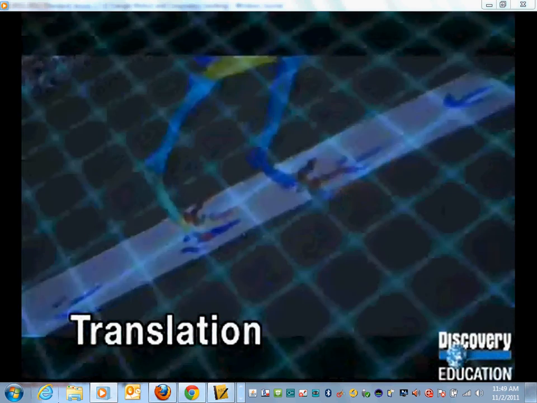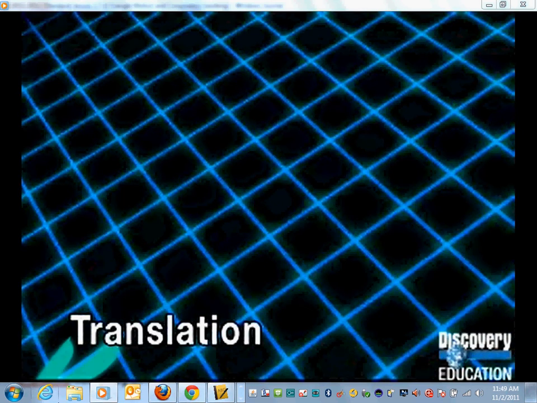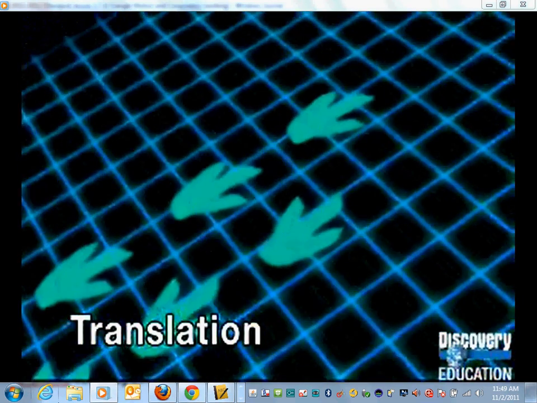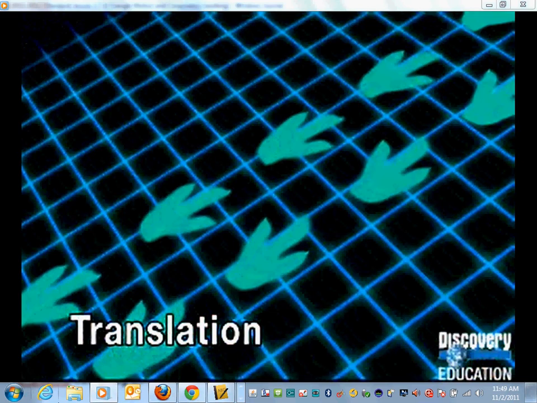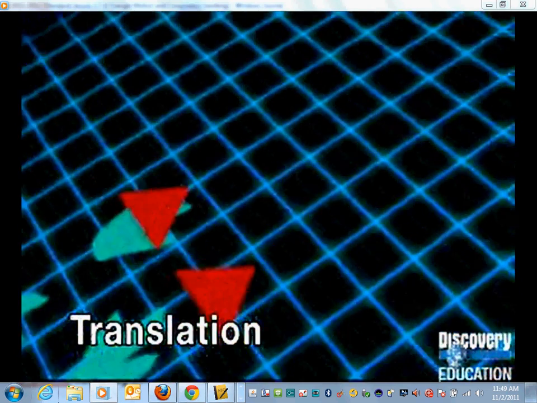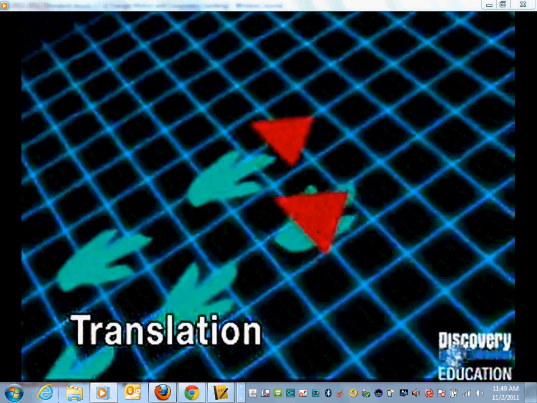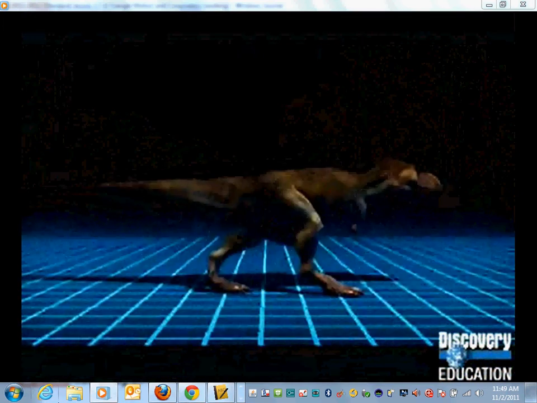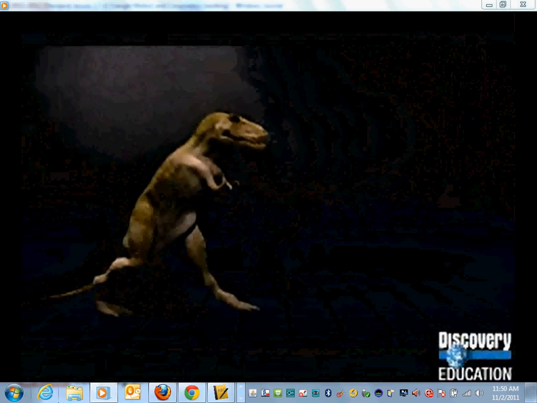The same concept applies to the footprints it leaves behind. The artist has created a pattern of footprints by translating each one forward from one location to the next without changing its shape, size, or orientation. We can replace the footprints with triangles. See how the shape's location changes and nothing else? These transformations reinforce our perception of the dinosaur's motion, and before we know it, have us wrapped up in an animated world that seems real.